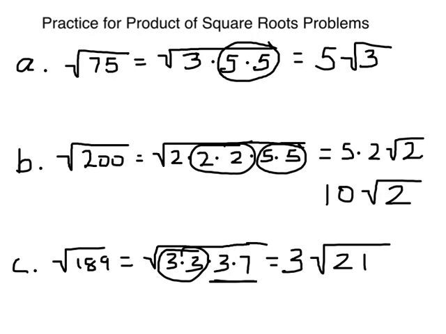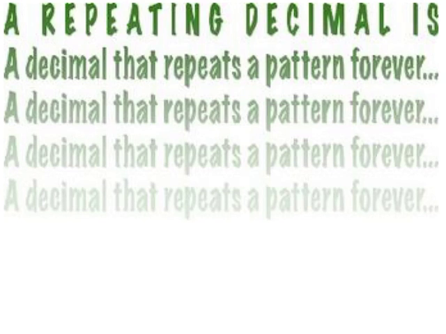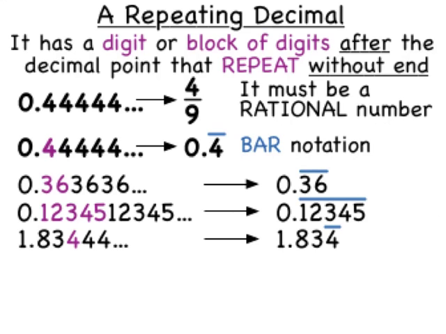Alright, let's move on to repeating decimals. A repeating decimal is a decimal that repeats a pattern forever. It has a digit or a block of digits after the decimal point that repeat without end. Note it must be a rational number. It will have the bar notation to signify that that particular number or set of numbers is going to repeat.